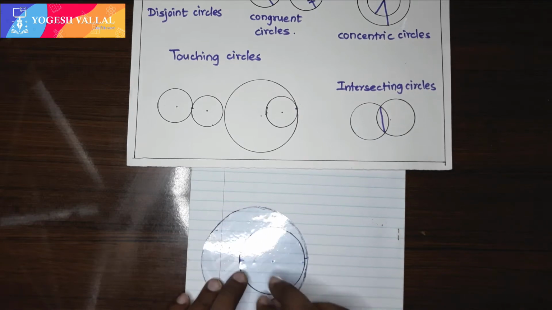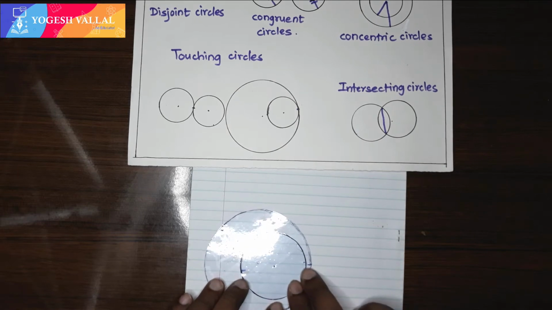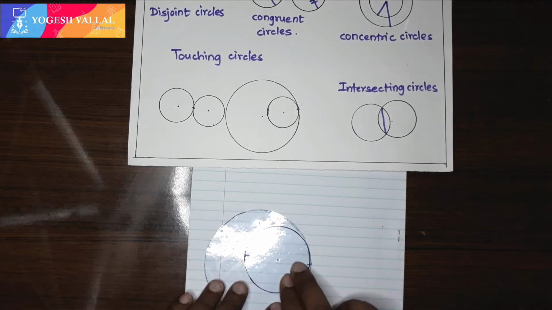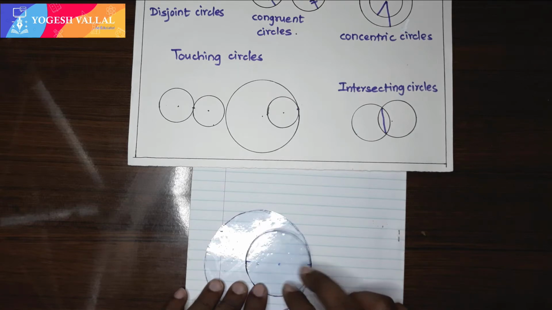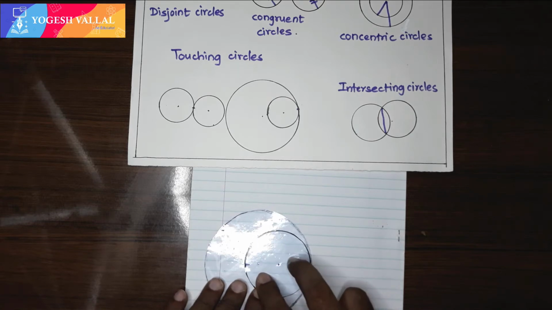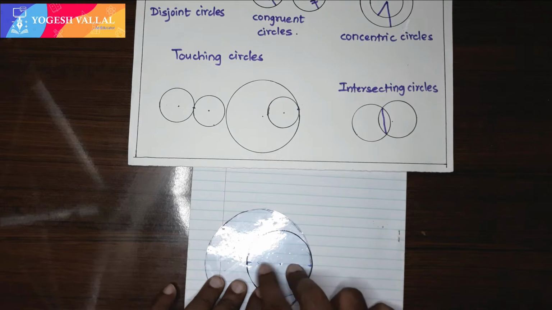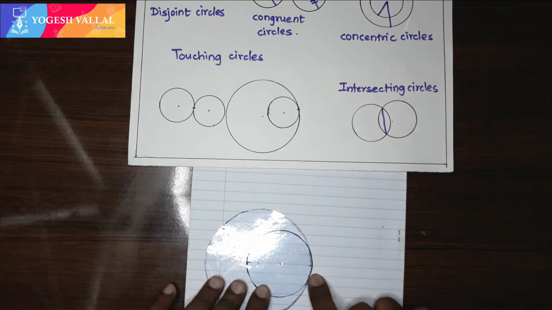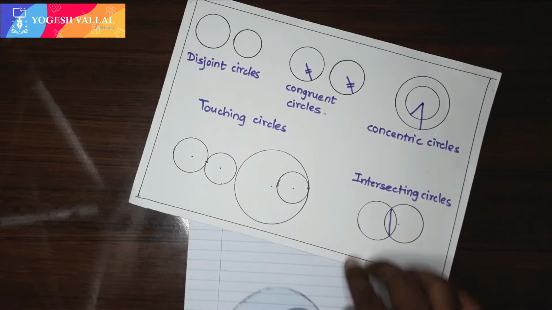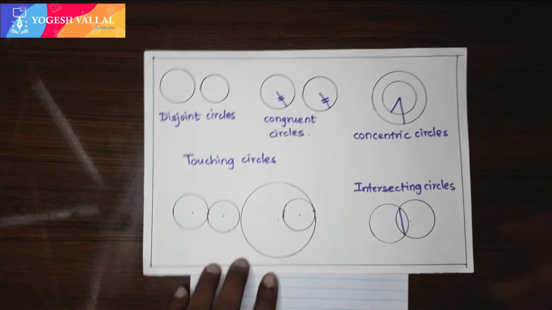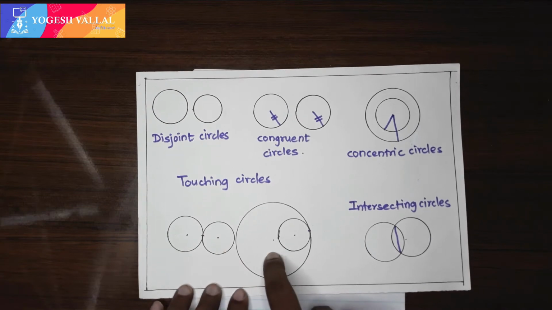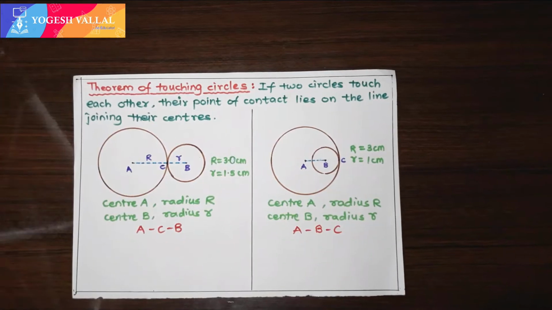Now what will happen if the circles are touching internally? Will they obey the same law? Let's see. Now I will arrange the circles in this way. Again the centers, let me just make the arrangement. Now see, the centers of the circles and their point of contact are collinear. So today we are going to learn touching circles and the theorem related to it.